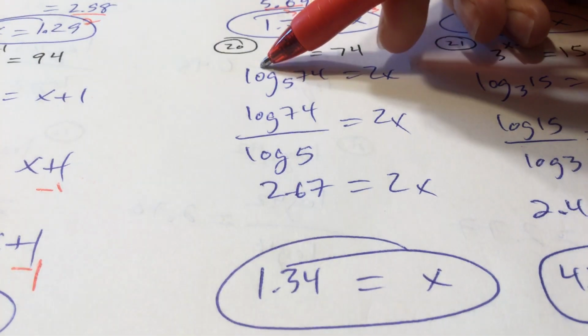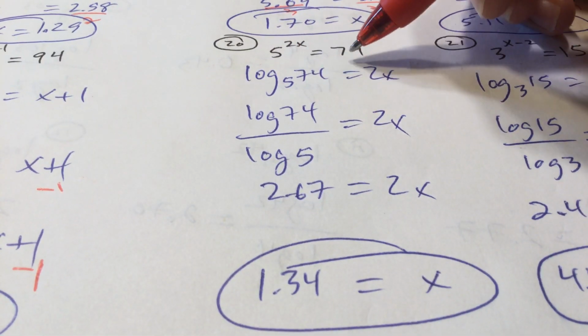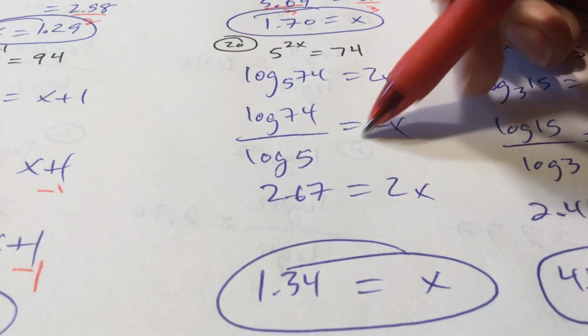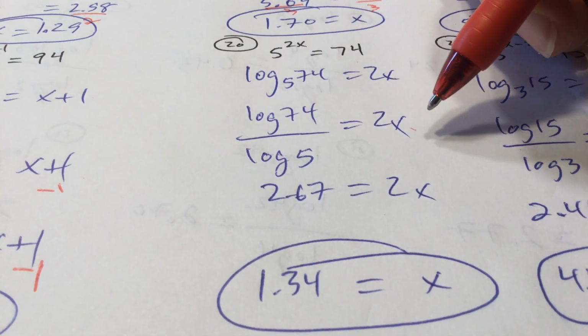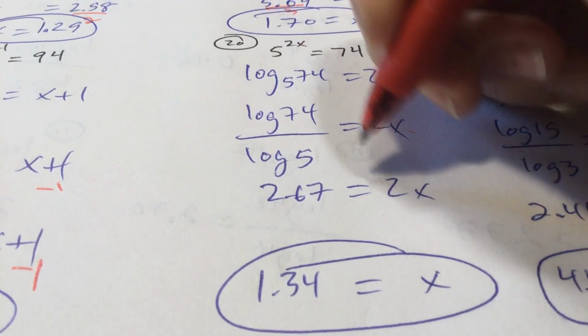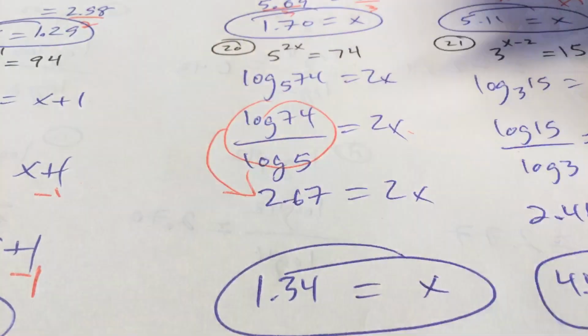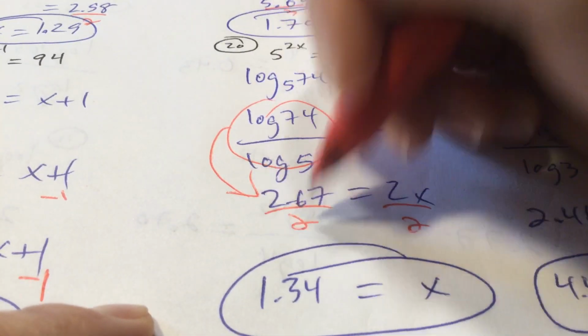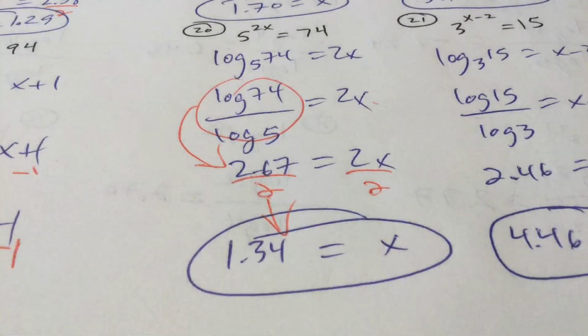Log base 5 of the answer 74 equals 2x. Log 74 divided by log of 5 is 2x. Divide both sides by 2. When we get here, again, this is roughly what log 74 divided by log of 5 is. Divide by 2. 1.34.